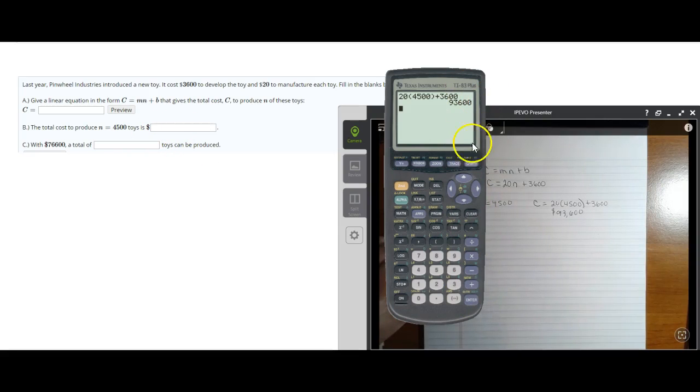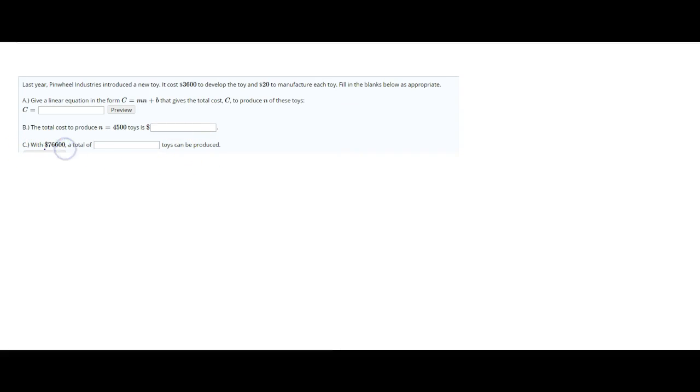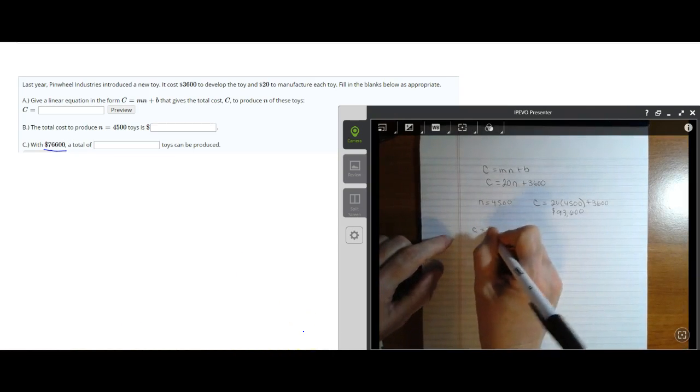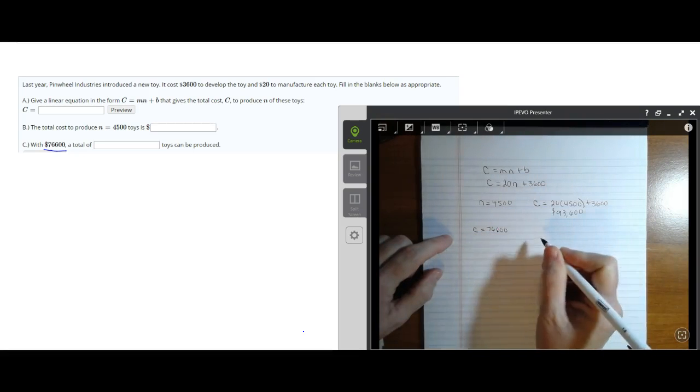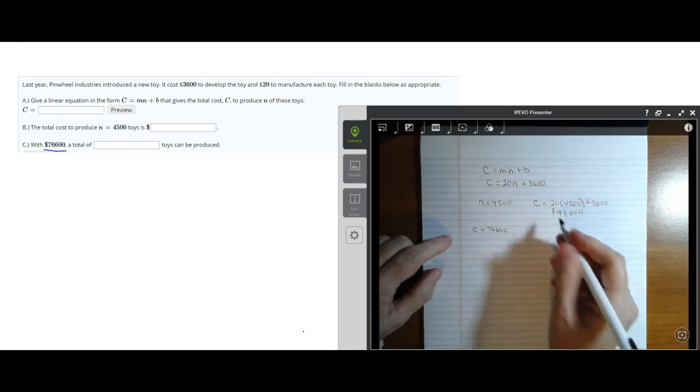And then C wants to know, with $76,600, a total of how many toys can be produced. So now we're looking at this 76,600, and we're going to see how many toys we can produce. So that's the cost. So C equals 76,600. So I'm going to plug that in for my C and solve for N.